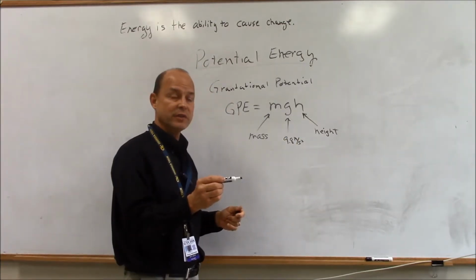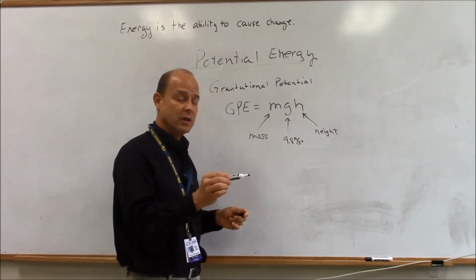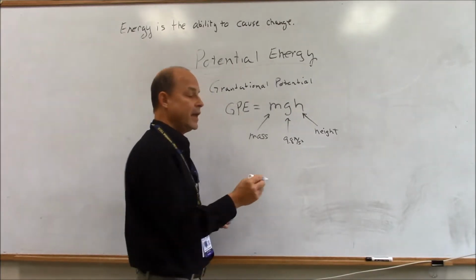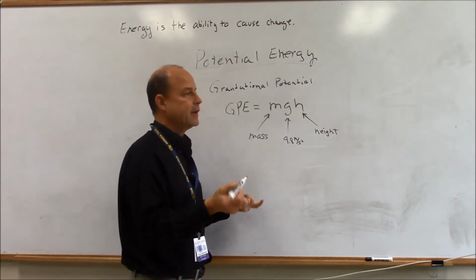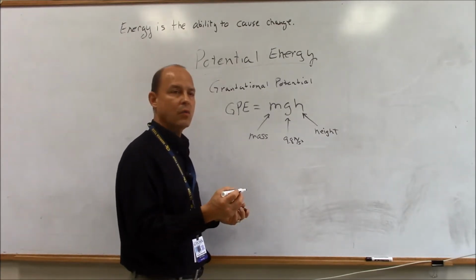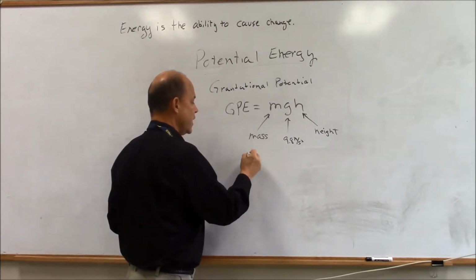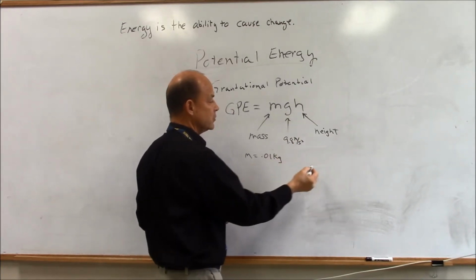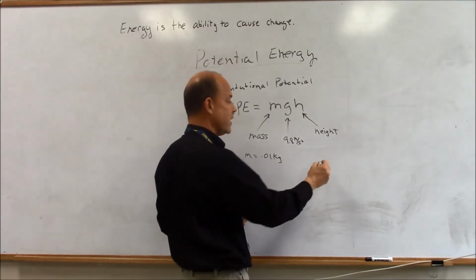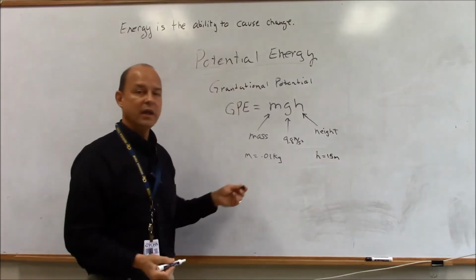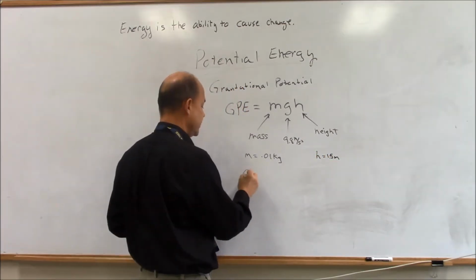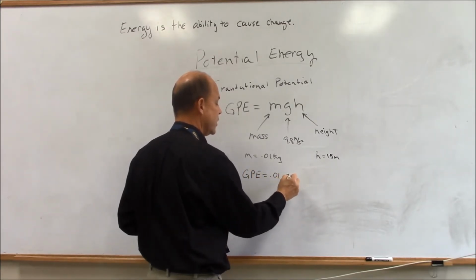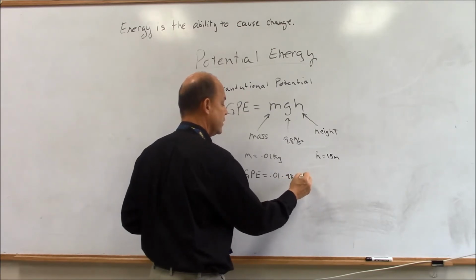Let's calculate the gravitational potential energy of this marker being held above the ground, 1.5 meters above the ground. And let's say the mass of the marker is, I don't know, 0.01 kilograms. So m is equal to 0.01 kg. Gravity is 9.8 meters per second squared, and height above the ground is 1.5 meters. Let's go ahead and calculate this. So GPE is equal to 0.01 times 9.8 times 1.5.